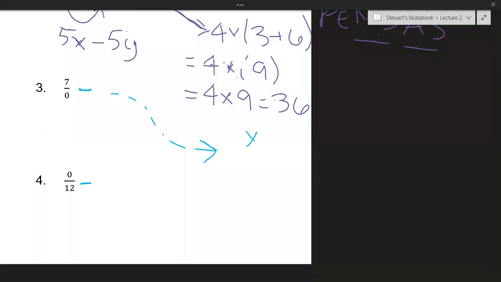say you have any number x and you divide it by 0. This will always be undefined. Always.